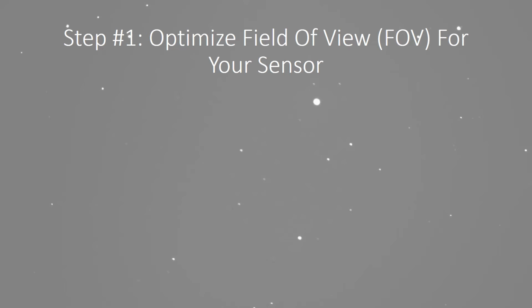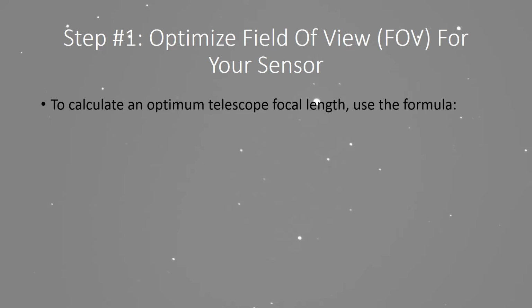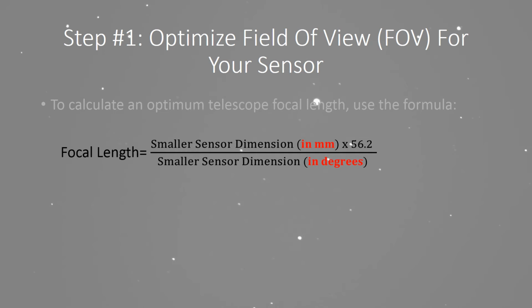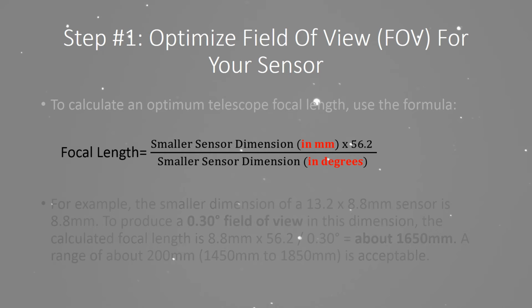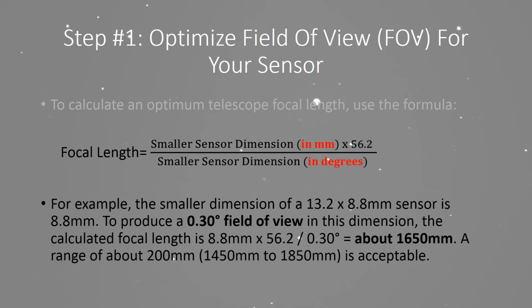To calculate an optimum telescope focal length, use the following formula. Focal length equals the smaller sensor dimension in millimeters times 56.2 divided by the smaller sensor dimension in degrees. For example, the smaller dimension of a 13.2 by 8.8 millimeter sensor is 8.8 millimeters.